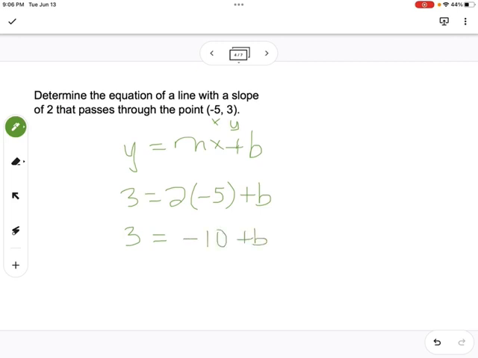And then to get b by itself, we want to move that minus 10 to the other side. It'll become a plus. 3 plus 10 equals b, so 13 equals b. So now that we have our slope of 2 and our y-intercept of 13, we can have our equation. So therefore, our equation is y equals 2x plus 13.